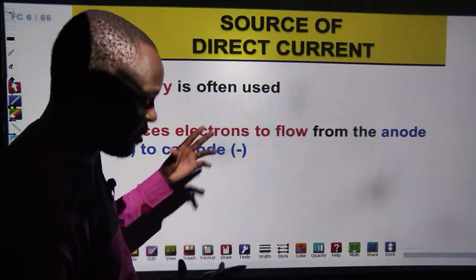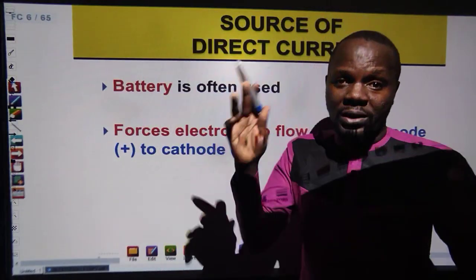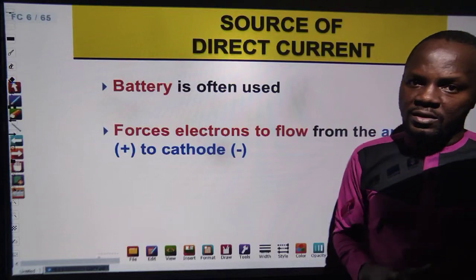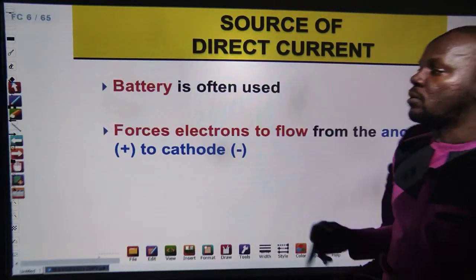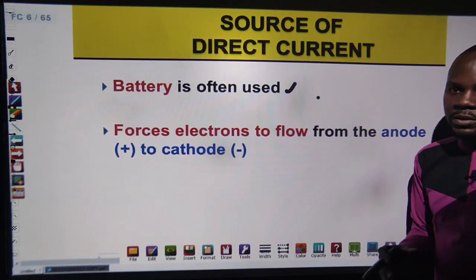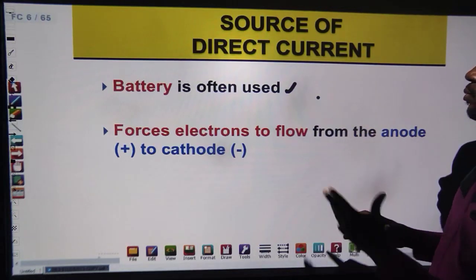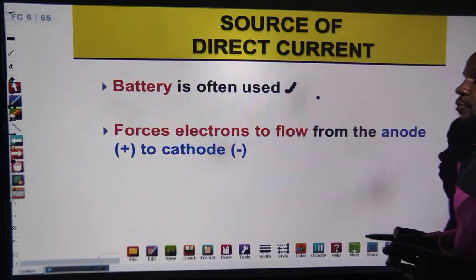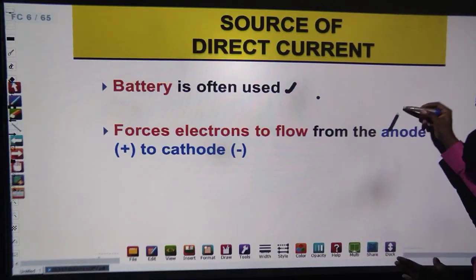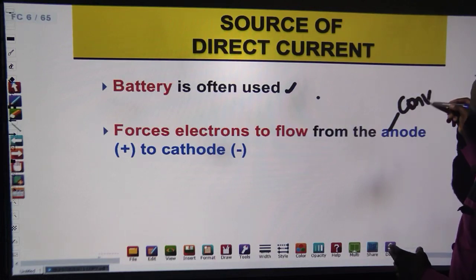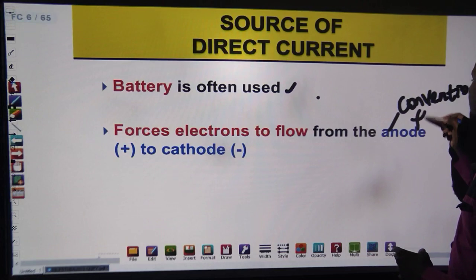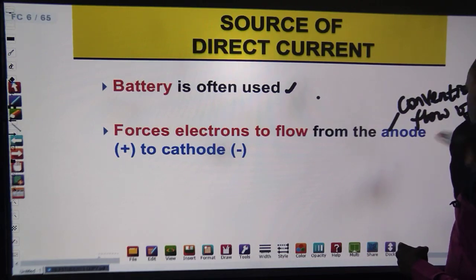Now, the source of direct current that is connected, you know, this cannot just happen. You need a DC circuit. Now, most times, we use a battery. Everybody knows a battery. And sometimes we use a force. We try to force electrons to flow from the anode to the cathode. That is the conventional flow of current. This is what we call the conventional flow of current inside a circuit.